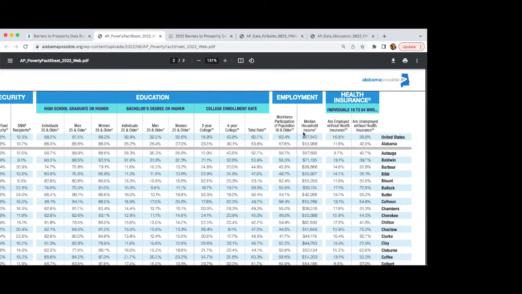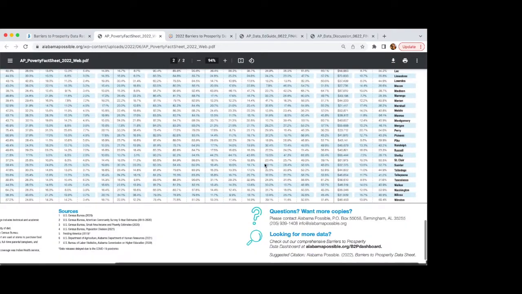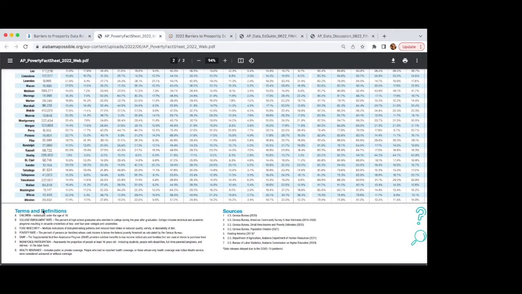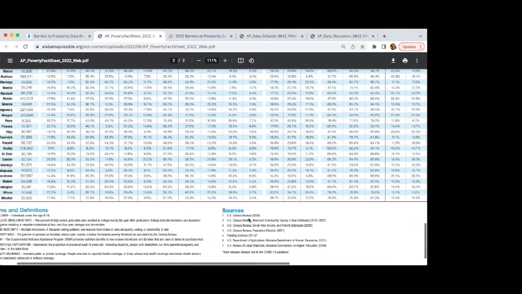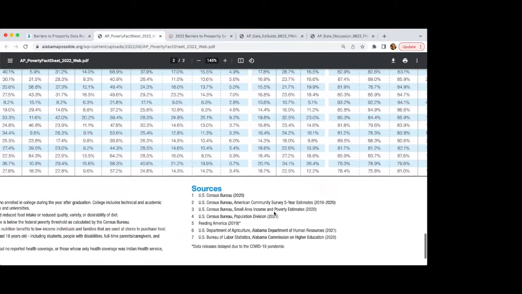Then we highlight some employment measures, including workforce participation rate of the population 16 or older, as well as median household income. And lastly, we show the percentage of individuals who are 19 to 64 years old who are without health insurance. And then we show the role that employment plays and whether or not people have coverage. So at the bottom of page 2, we have some terms and definitions, as well as sources. And I would encourage you to please notice the year of the source of each data source whenever you're using the data.